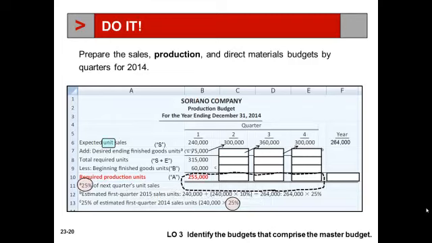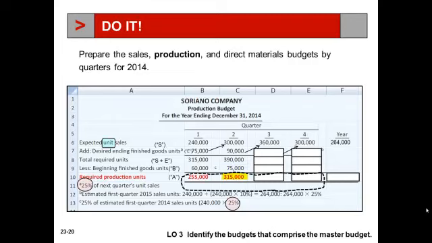Second quarter, similar calculations. Beginning sales units, and our required ending inventory of 90,000 units, which is 25% of the next quarter's sales of 360,000 units. Add those together, S plus E. Our beginning inventory is the ending inventory of the previous quarter, or 75,000 units. Back that out of our total outcome. We're required to produce 315,000 units for the second quarter.